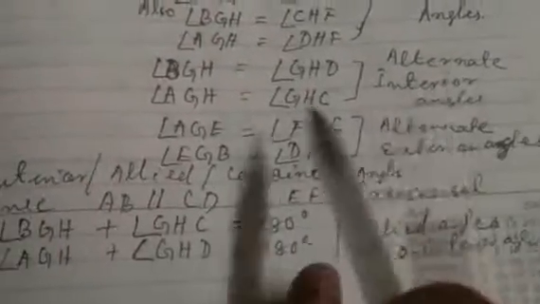Similarly, BGH is equal to GHD, alternate interior angles. AGH is equal to GHC, this is also an alternate interior pair. Then AGE is equal to FHC, and EGB is equal to GHF; these are exterior alternate angles.